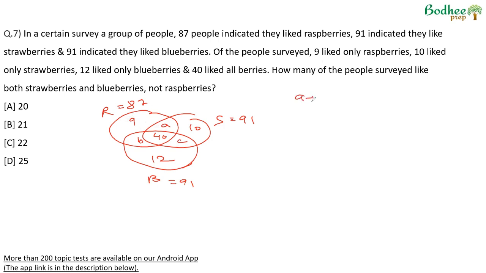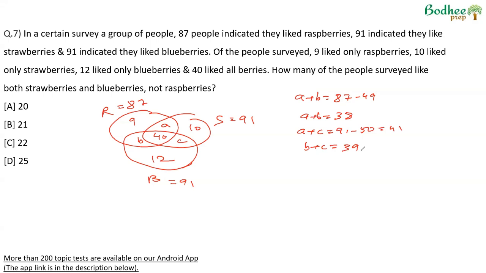From here we can say that A plus B will be nothing but 87 minus 40. Sorry, 40 plus 9, my bad. The number here is 40 plus 9, so for A plus B, the total circle is 87, so 87 minus 49, which is 38. Similarly, A plus C will be 91 minus 40 and 10, 91 minus 50, which is 41. And B plus C will be 91 minus 52, which is 39.